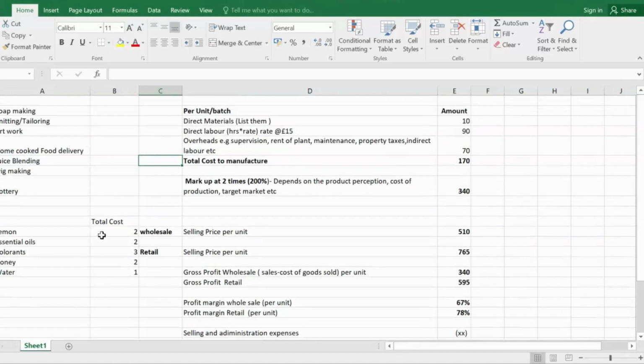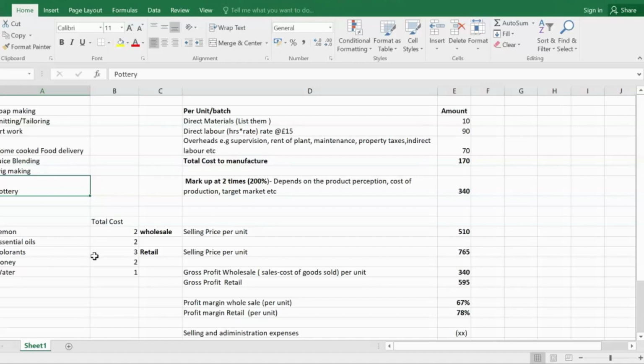So for example, if your business is about soap making or knitting, artwork, home cooked food, then you deliver the food, blending juice, blending fruits for juice, making wigs, pottery, and so on and so forth, you may need to determine the final price that you will sell to the consumer of your product while factoring in the costs that you incurred in producing the good or the product.